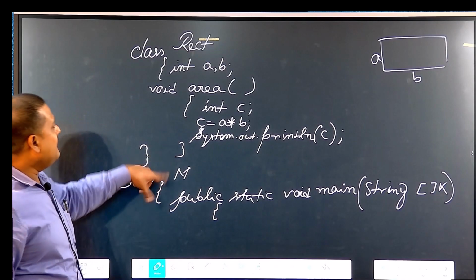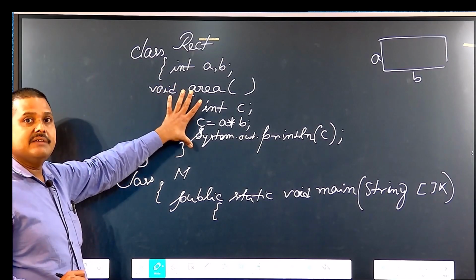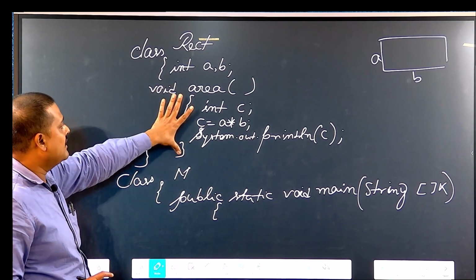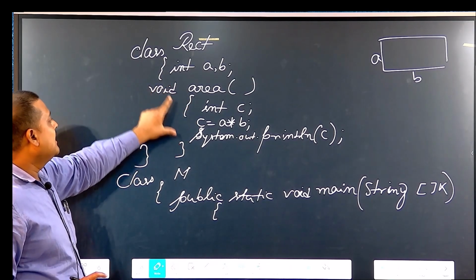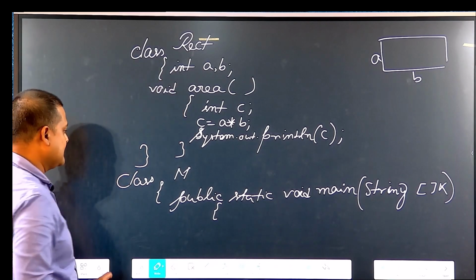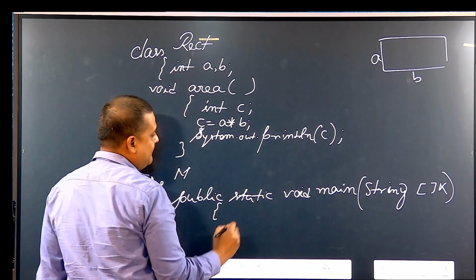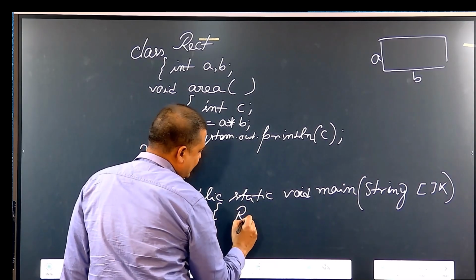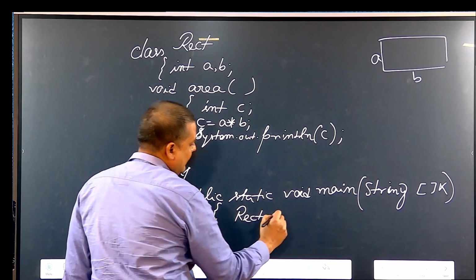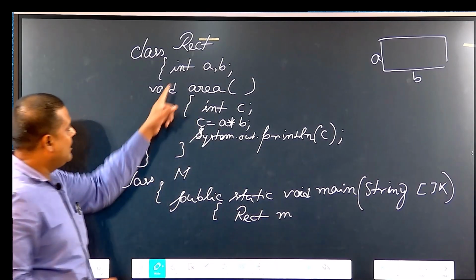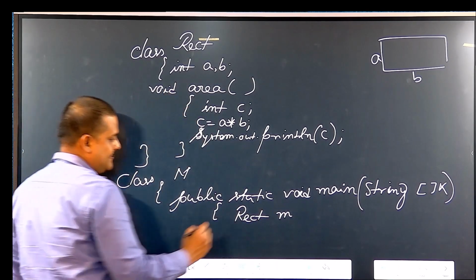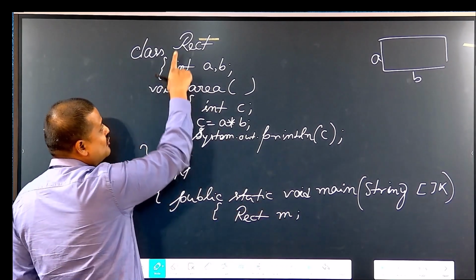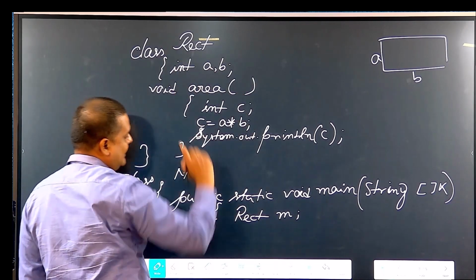Now, I want to access the members of this class. Whenever we are trying to access any member of this class, we just create a reference variable of this class. So, how will I create the reference variable of this class? I will write like this, Rect M, where M is the reference variable of this class. M is the variable which can store the reference of this particular class.